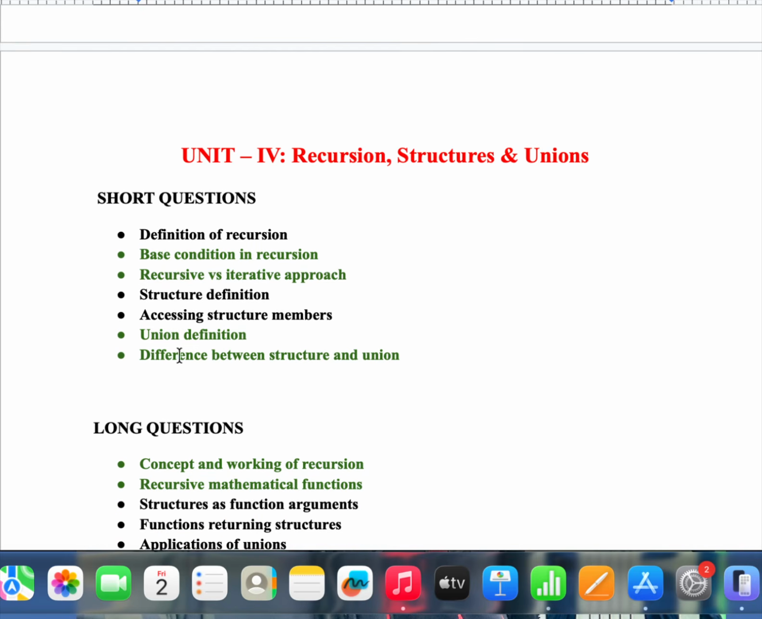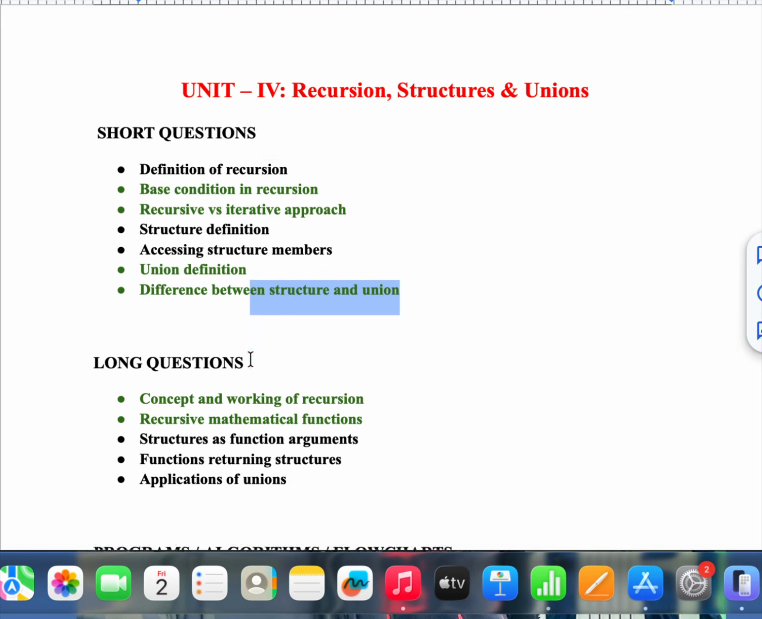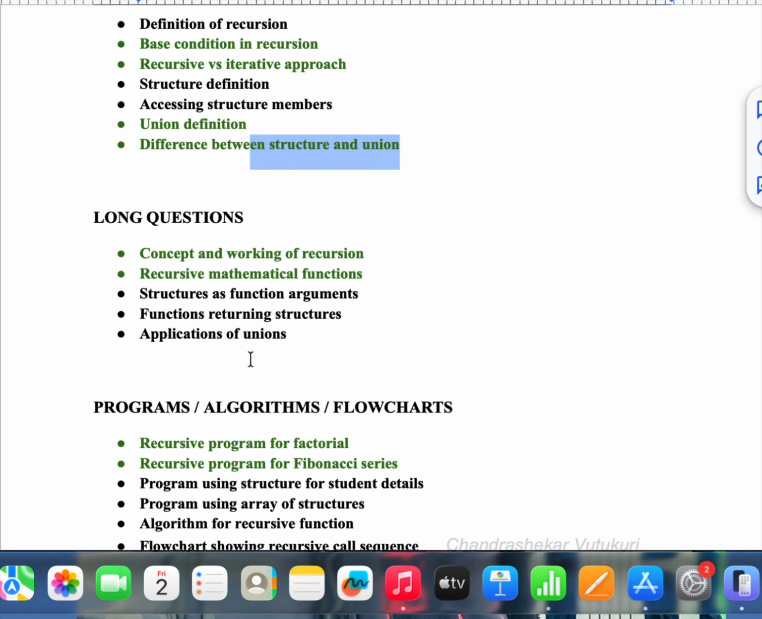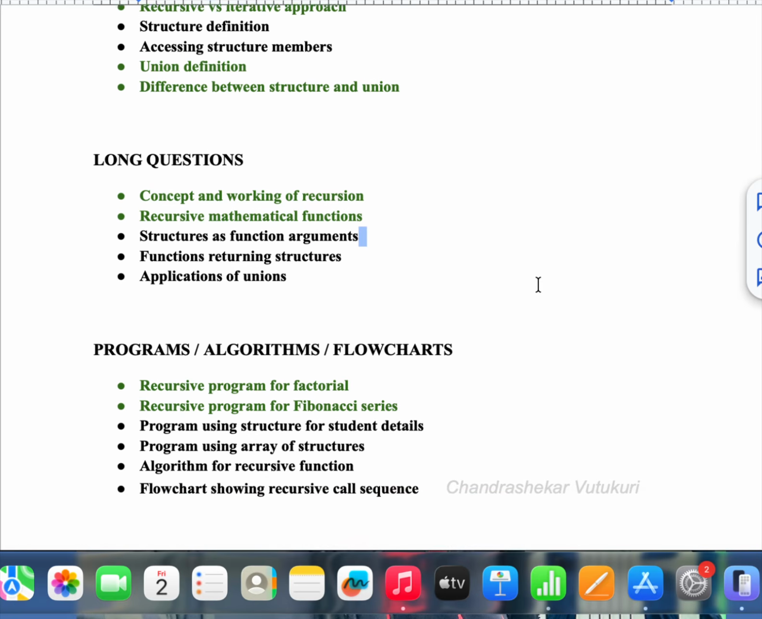Coming to unions, the union definition and the difference between structure and union may be a short question. You need to write a program also for that, dear students, even when it is asked for 2 marks or 1 mark or whatever it is. Recursive mathematical functions are said to be short as well as long questions, along with the applications of unions. Even if they ask about a union for 2 marks in the exam, do not just write 2 lines, 3 lines and leave it. Write its applications, write its program also, a short program, to score the marks.